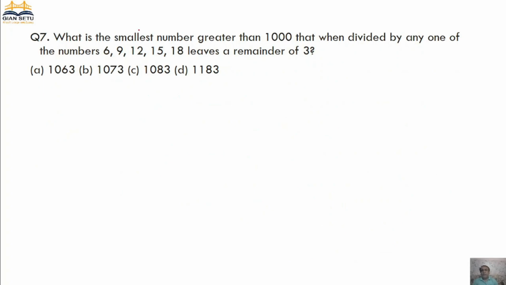Now let's see question number 7. What is the smallest number greater than 1000 that when divided by any of the numbers 6, 9, 12, 15, 18 leaves a remainder of 3? Now to solve these types of questions, we need to find the LCM of all the given numbers, right? Now let's see, the LCM of 6, 9, 12, 15, and 18 is 180.